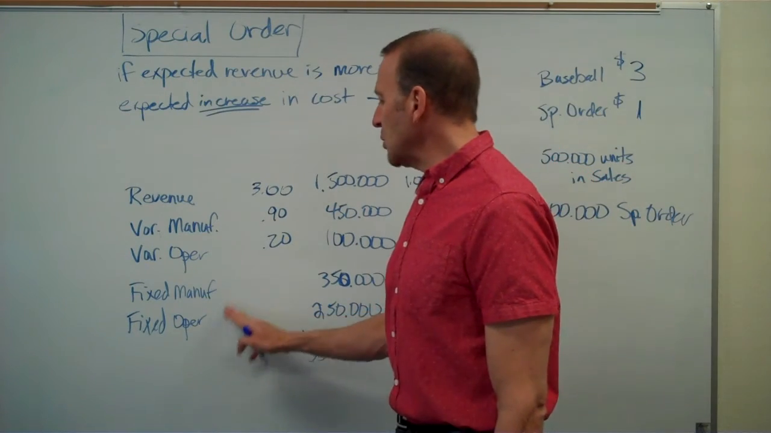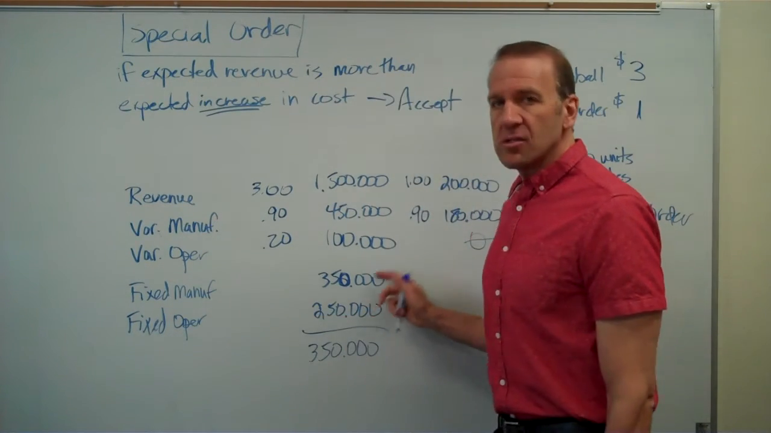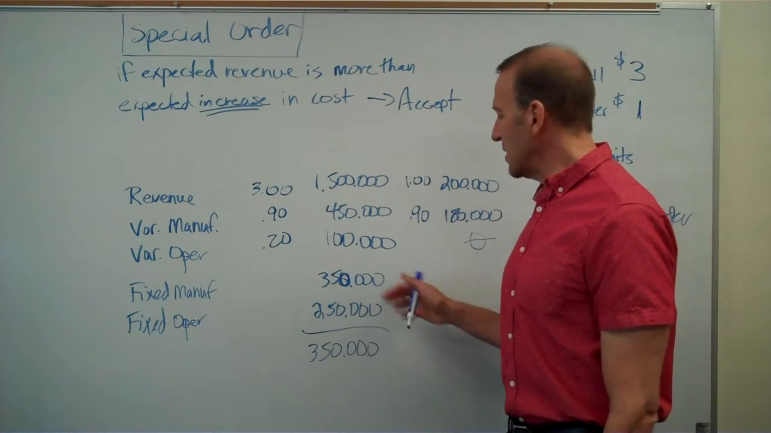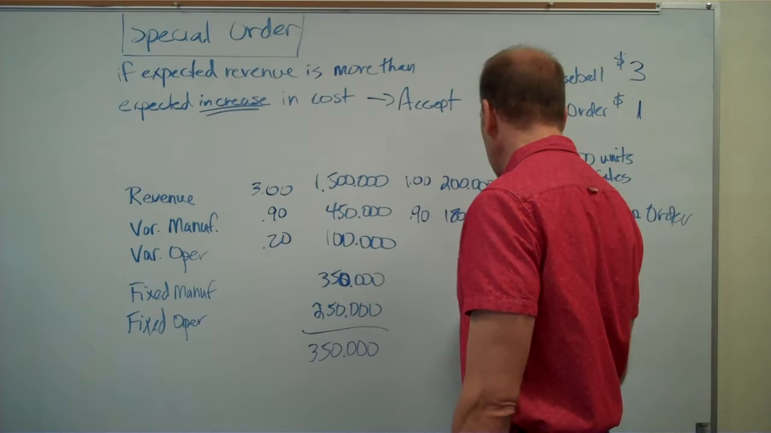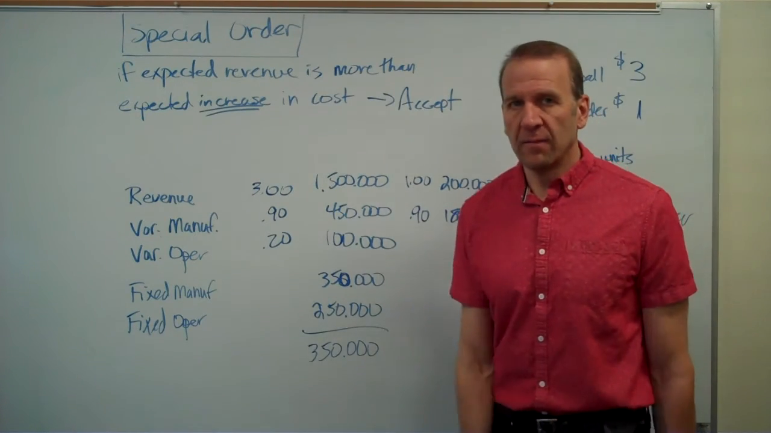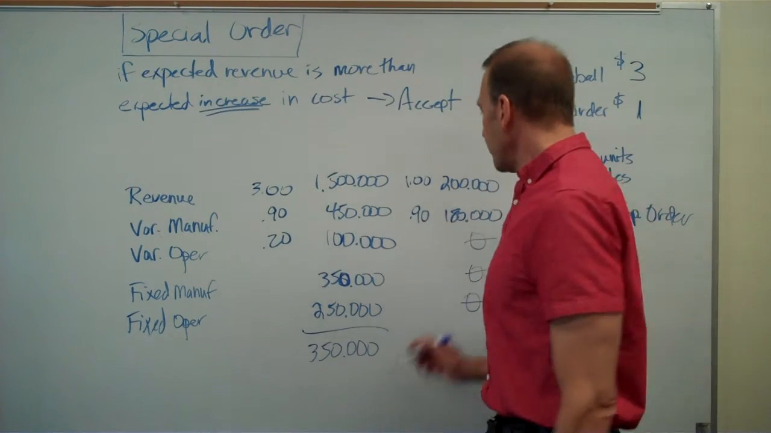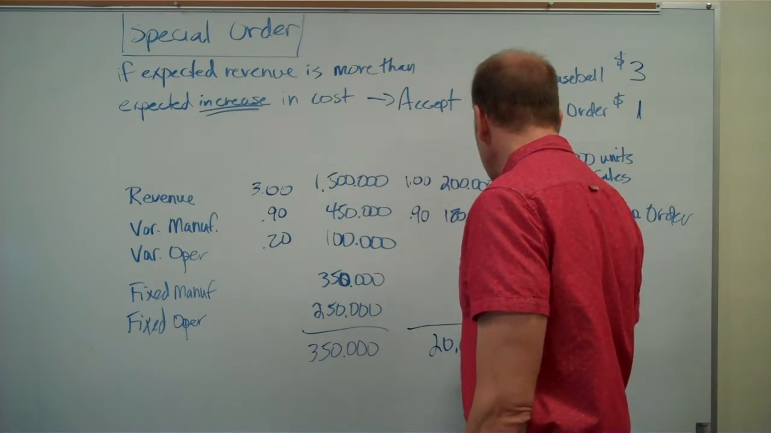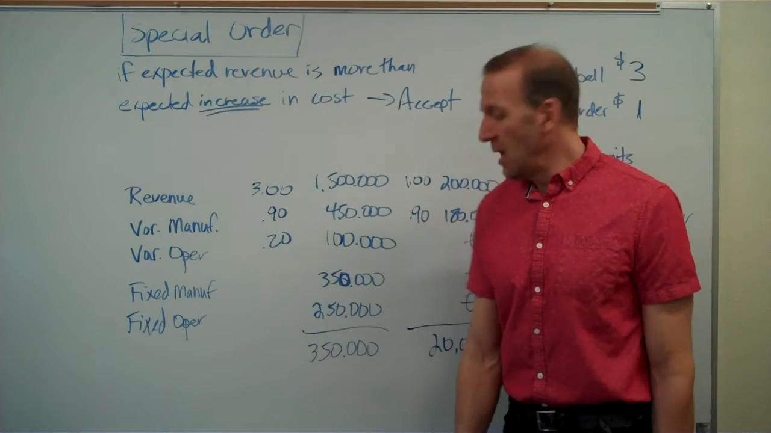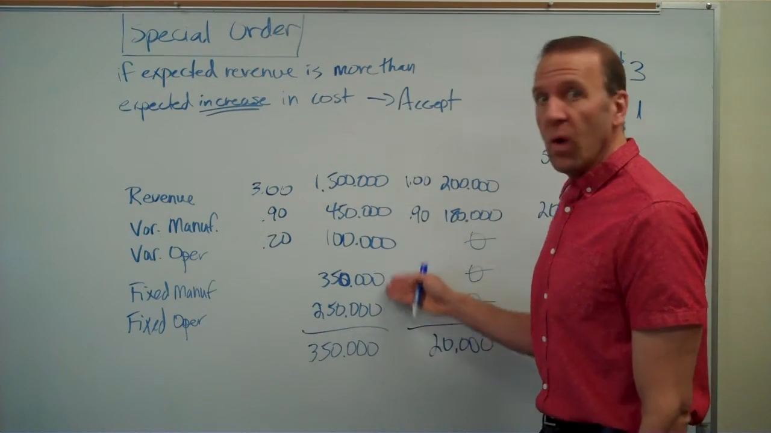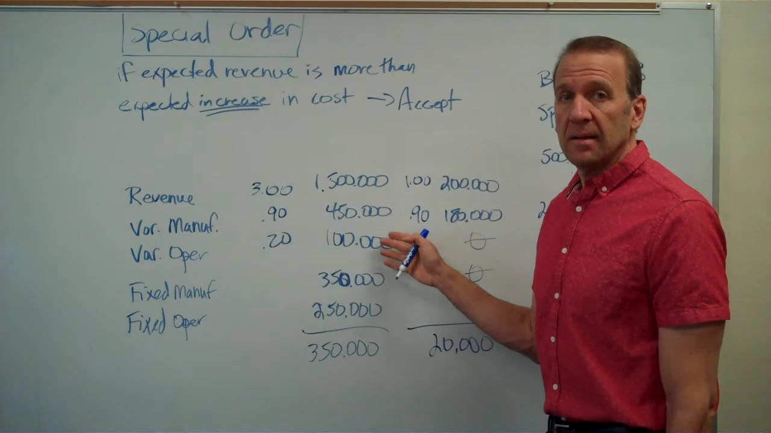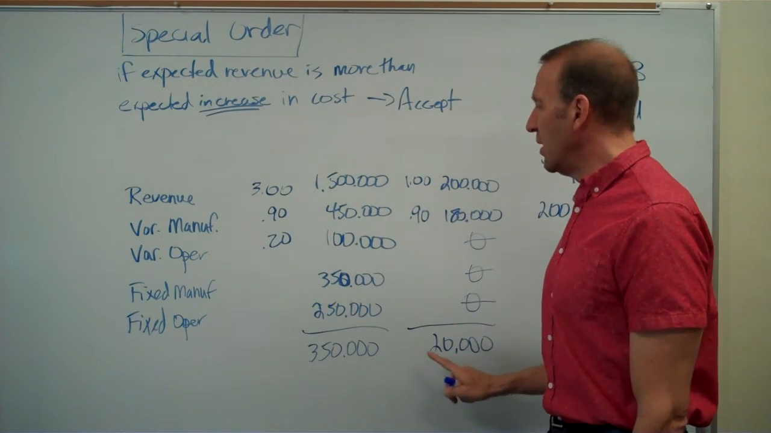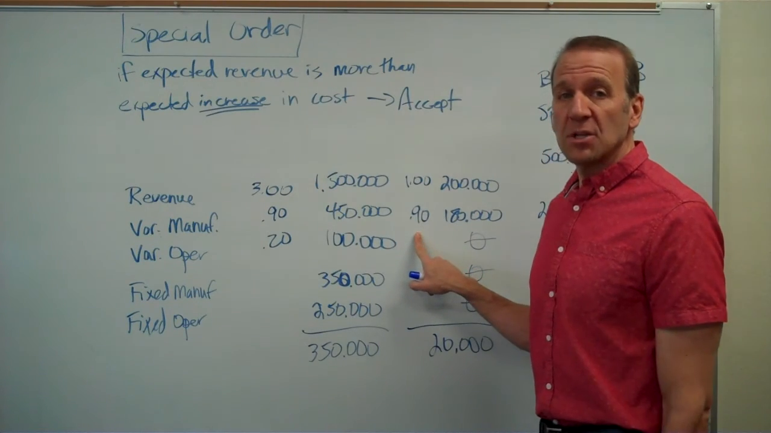Our fixed manufacturing and fixed operating costs, these are fixed no matter what. So whether we accept this or reject this, we're still going to have these costs. So they really aren't a factor either, okay? You see, if we sell these baseballs, we're actually going to get 20,000 extra dollars, okay? Because these costs are going to be incurred no matter what, whether we sell them or not. So that's why we're not going to factor them in, okay? The only costs that are important are our variable manufacturing costs.